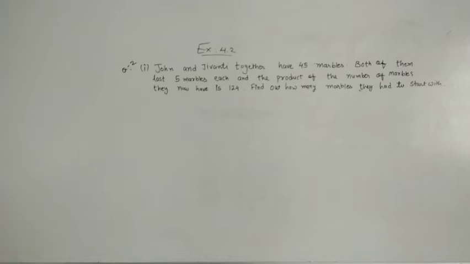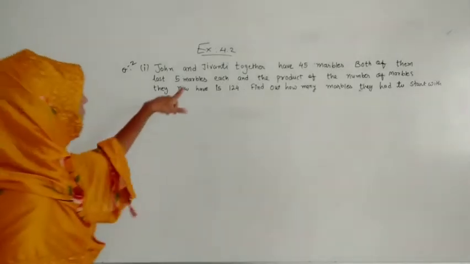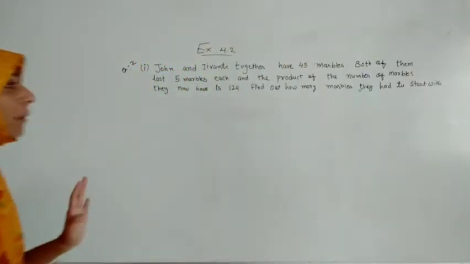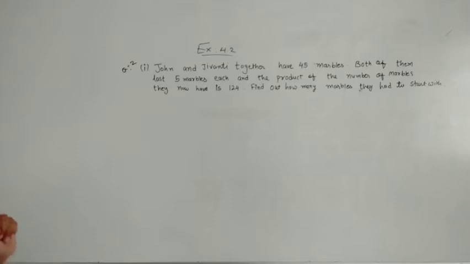As I told you, if this same question was in linear equation in one variable, then what we would do is guess the number of marbles John has as x and Jivanti has as y, and we will form one equation as x plus y is equal to 45. That was our concept for the third chapter. But here we can't guess it in two variables because it is a quadratic equation. So we are using one variable only.